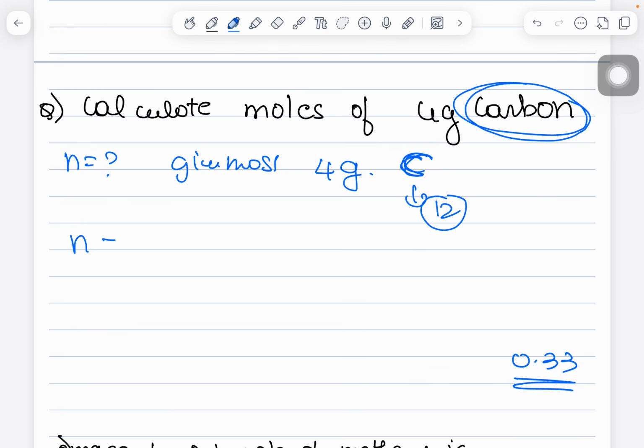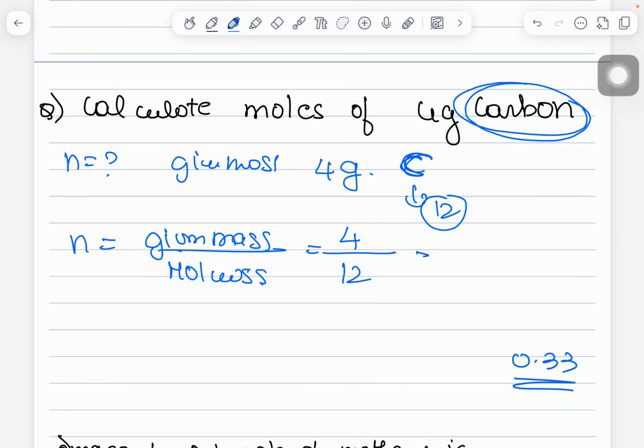So if you find out n, the mole formula given in terms of mass, is given mass divided by molecular mass or molecular weight or molar mass. Given mass is equal to 4, molecular mass is 12. The answer is 1 by 3. 1 by 3 is equal to 0.33.